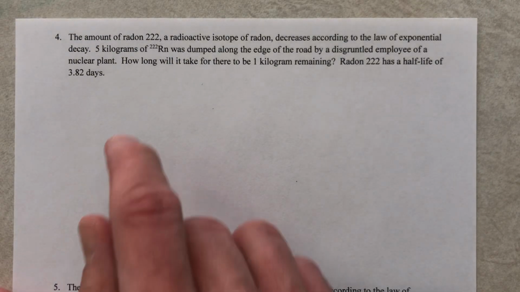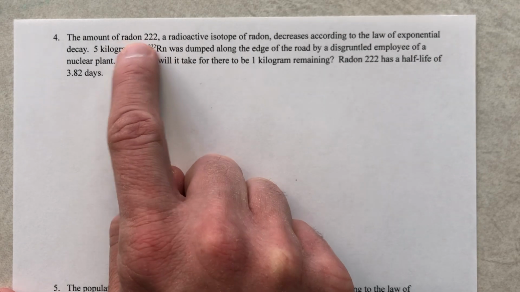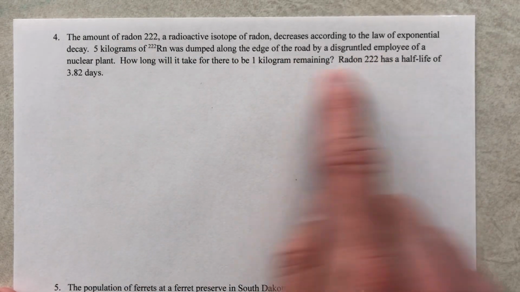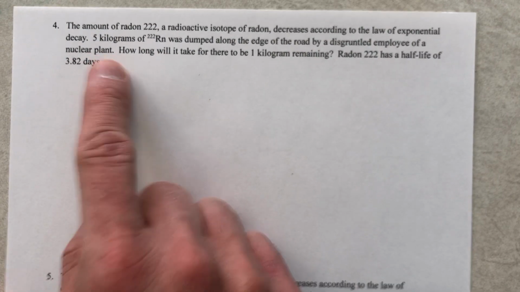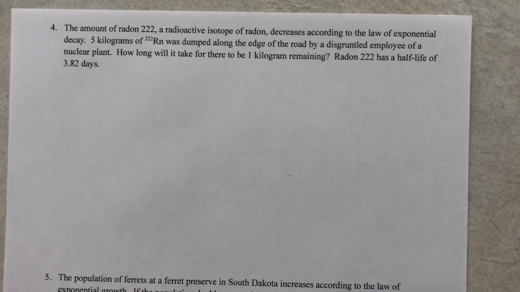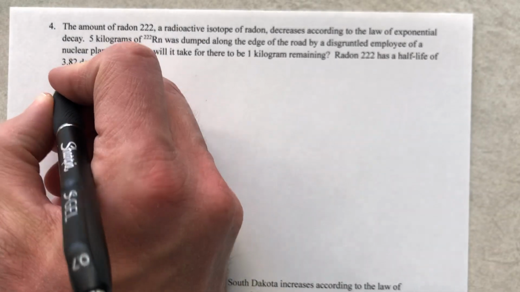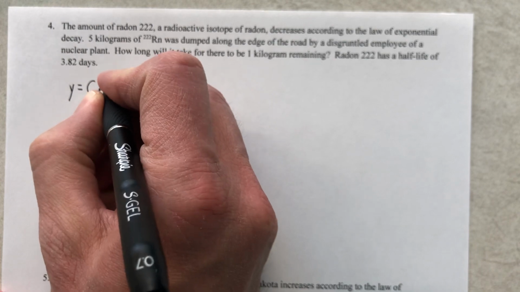So let's proceed. 5 kilograms of radon-222, that's just the symbol for it, was dumped along the edge of the road by a disgruntled employee of a nuclear plant. Okay, so far we know that we have the same formula, and I'm going to call it Y for radon. Call it R if you want to. I don't feel like using R though. I'm going to go with Y. And we know we have this.